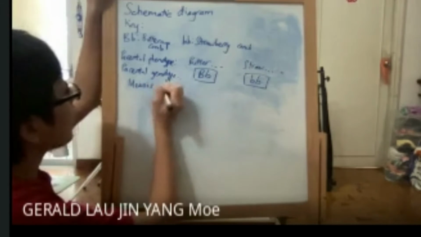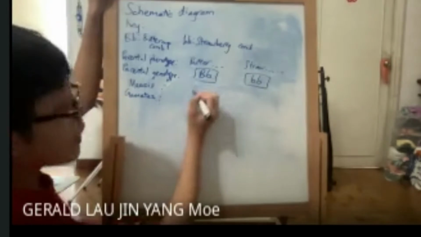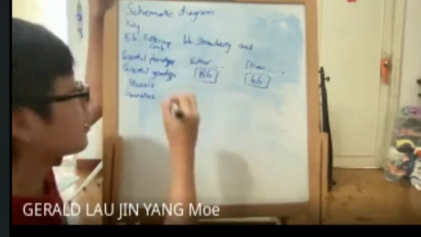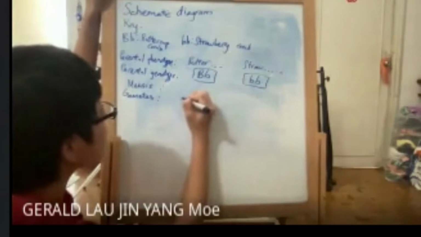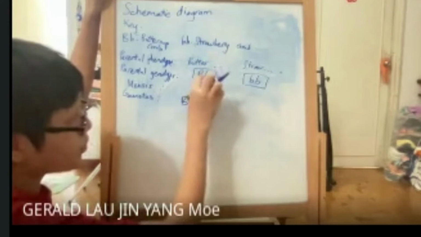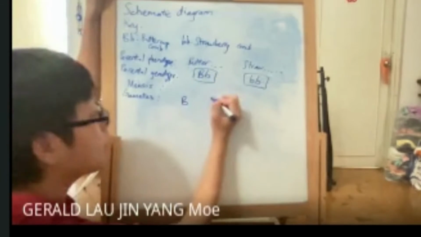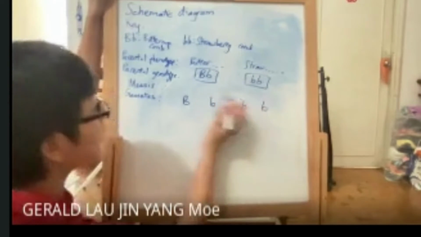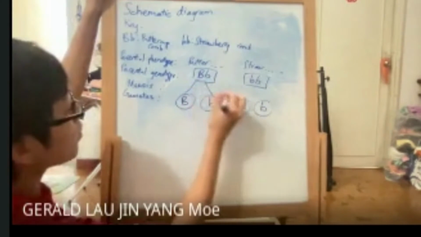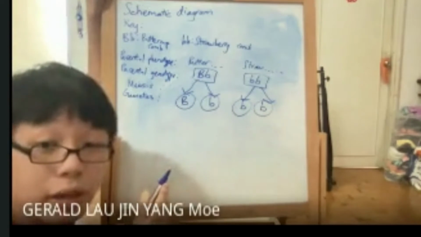Meiosis produces what? Gametes. So for gametes we use a circle to draw. Capital B, this one is split during meiosis because this is a somatic cell, so the gametes will split into two: capital B, small b, capital B, small b. Use the circle for gamete. They split 1, 2, 1, 2. Do you understand until here?